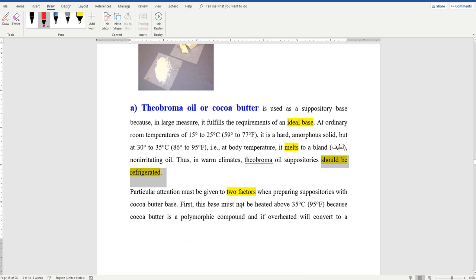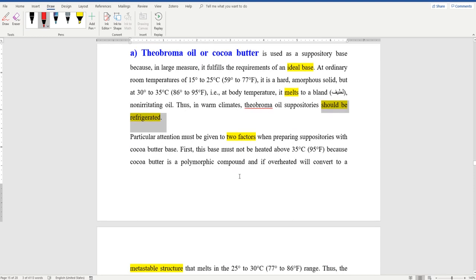Of course cacao butter or theobroma oil has certain disadvantages. The two main disadvantages that I will talk about now: one, if you want to prepare suppositories made of cacao butter, then the usual way we do it is by melting the base, elevating the heat to melt the cacao butter, and then we dissolve or disperse the drug in this liquid. And then we take this warm liquid and we pour it into a suppository mold. It cools down and solidifies, and then we can take the suppositories out from the mold.